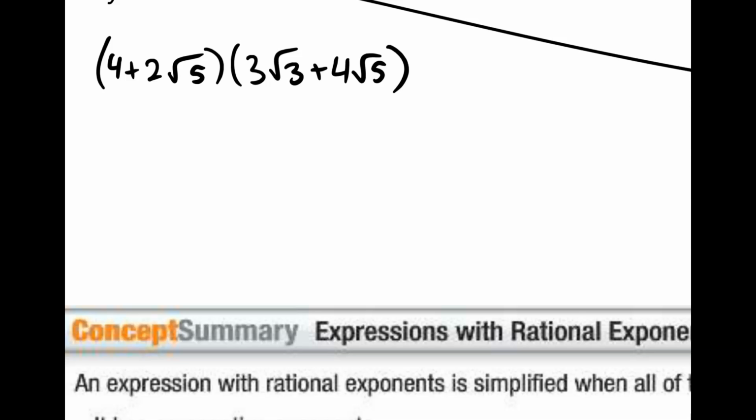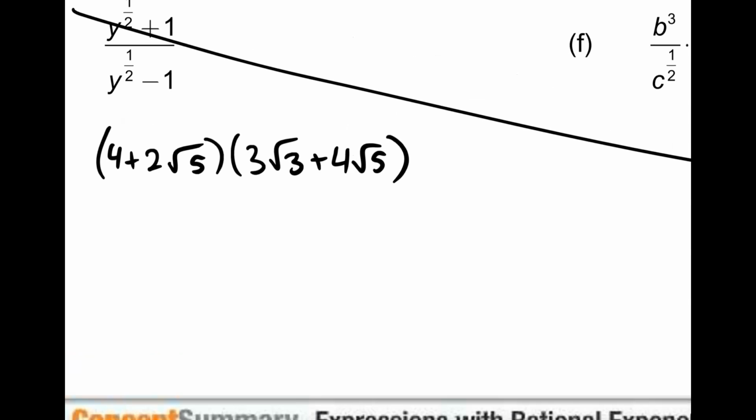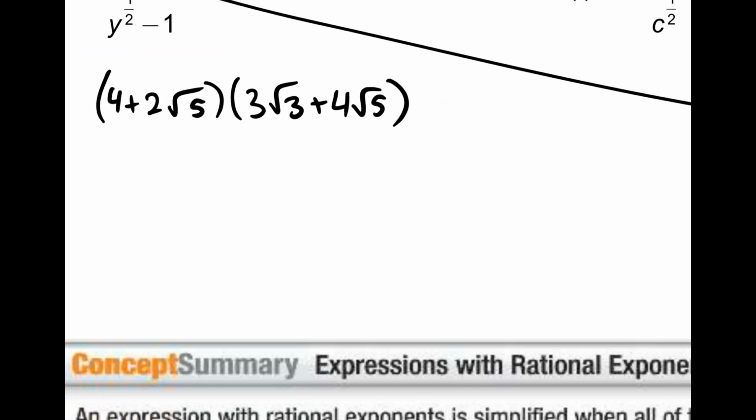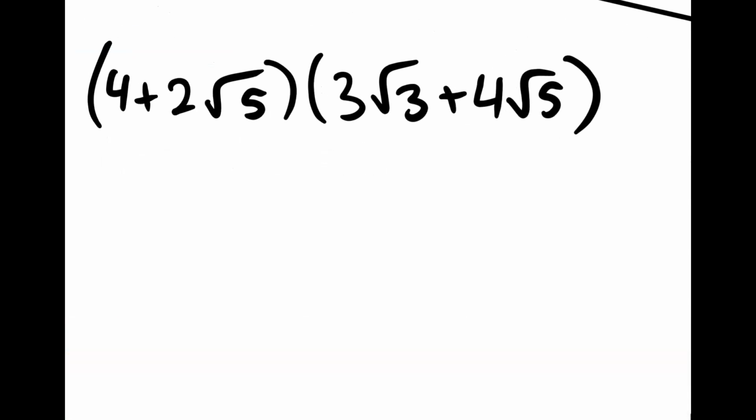Don't these y's cancel out because 1 is underneath? Okay, so we could do that. Doesn't the y on the bottom cancel out? No, because it's y to the 1/2 plus 1 and y to the 1/2 minus 1. They don't cancel because you have to do the subtraction before you do the division. Order of operations. Okay, so this one is fine.